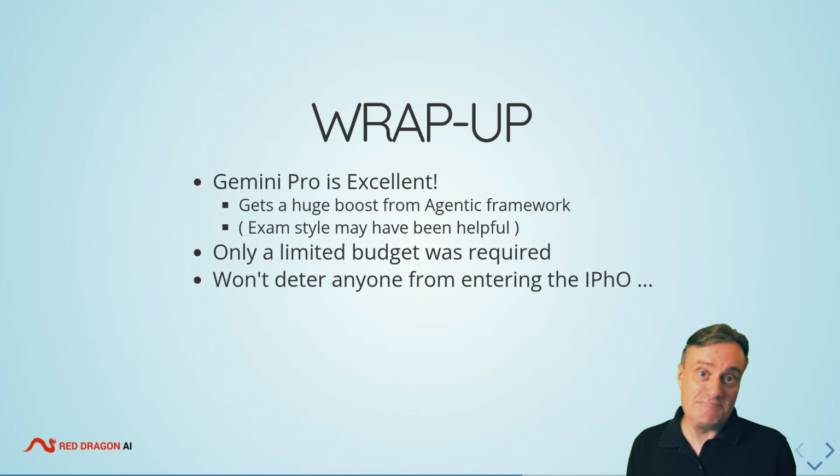So to wrap up, Gemini Pro kind of proved itself to be rather excellent, and when you combine that with an agentic system, it can even boost further. As a small aside, maybe the exam style was helpful, though that's kind of an open question. But one major takeaway from this was only a limited budget was required to achieve International Physics Olympiad gold standard. Anyone can go and use their code, run the system, maybe improve the prompts, try it on other exams. There's a huge scope for experimentation here.